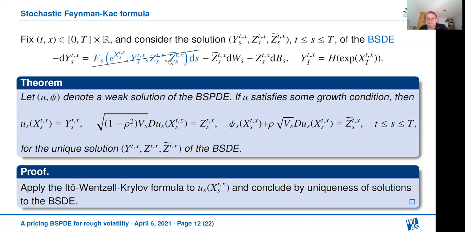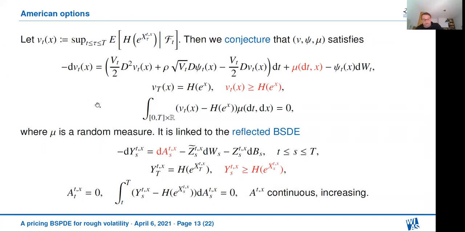And the main part of the work really is that all these results, I glossed over a lot of integrability conditions. So in fact, this theorem, but also the Itō-Wentzell-Krylov formula, they all require certain integrability conditions. So the main work in the proofs is actually to verify that the solution U that we defined actually satisfies these integrability conditions. So far, so good. But eventually, as you remember, we wanted to consider American options, or in other words, solve optimal stopping problems.